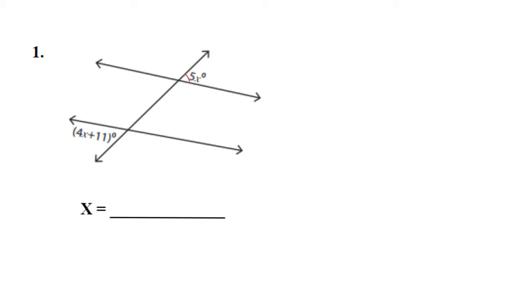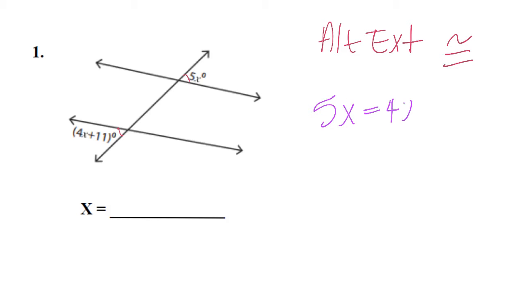So they are on the outsides of the parallels, and they are on opposite sides of the transversal. So these are going to be alternate exterior angles, and they are congruent. So we set these equal to each other. 5x equals 4x plus 11. So then I can minus the 4x on both sides. So x equals 11, and we're done.